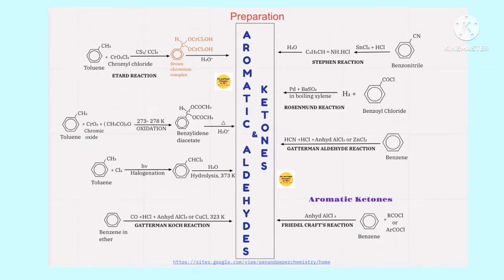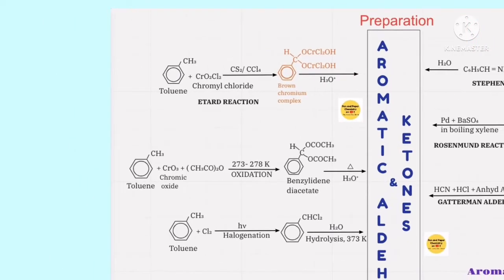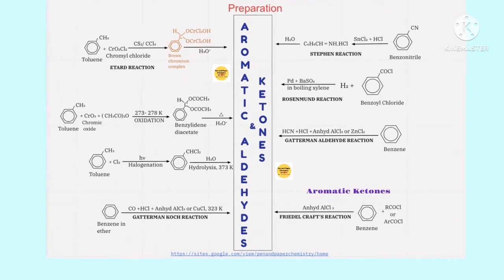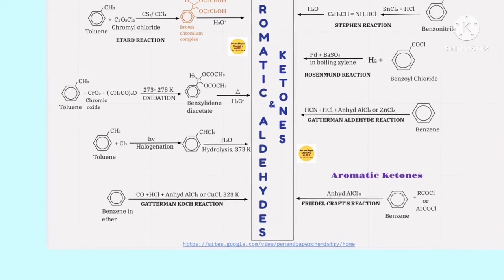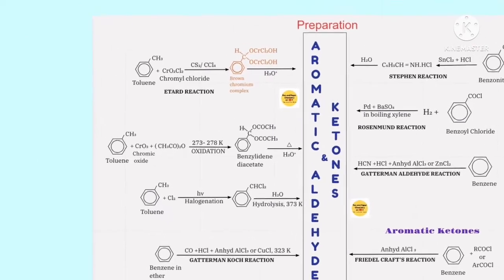Starting with the preparation of aromatic aldehydes and ketones, you have this flow chart which I shared in the first video. If you missed that, you can take a screenshot of the flow chart now and draw it yourself. In fact, I have also shared it on the Google site Pen and Paper Chemistry. So in case you are not able to do it on the screen, you can watch it on that site as well. So let's get started with the preparation.